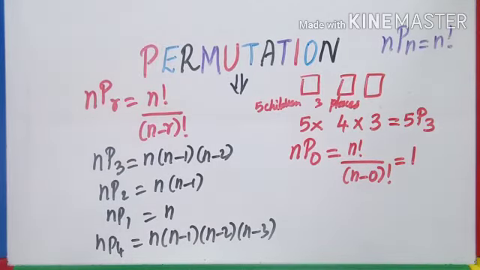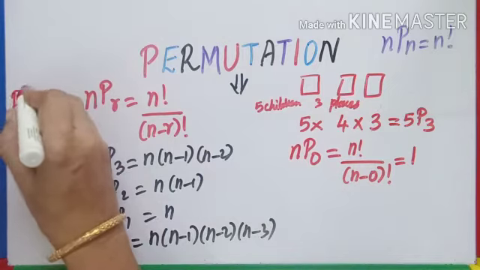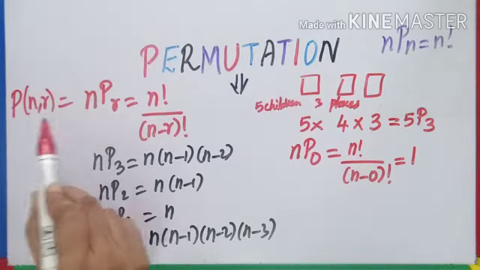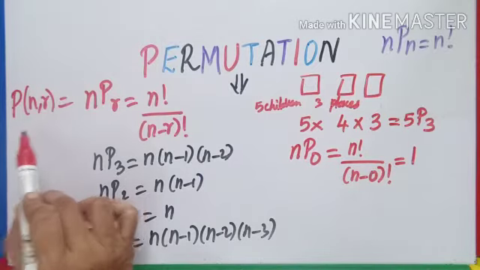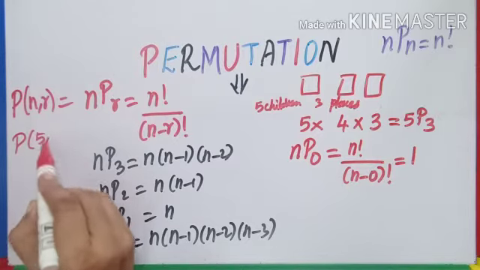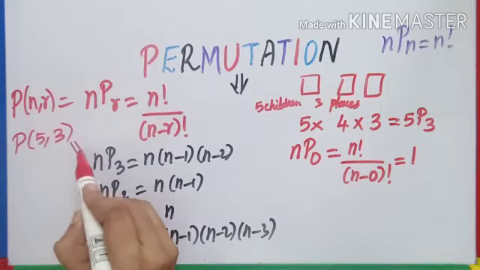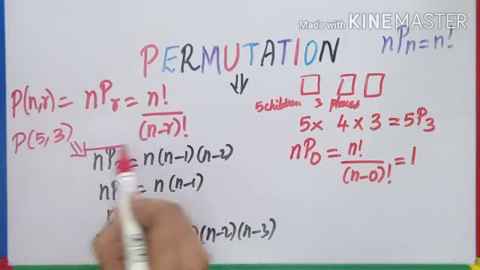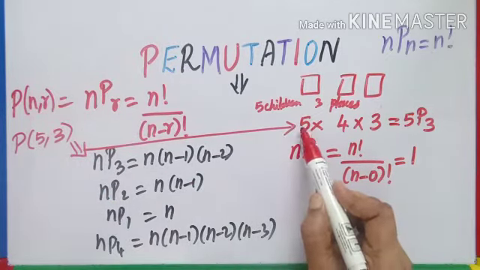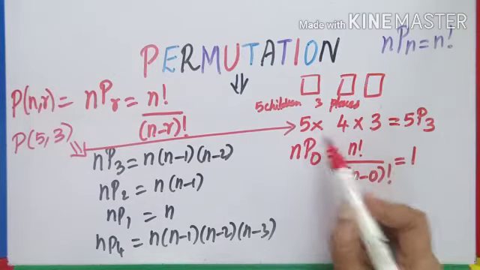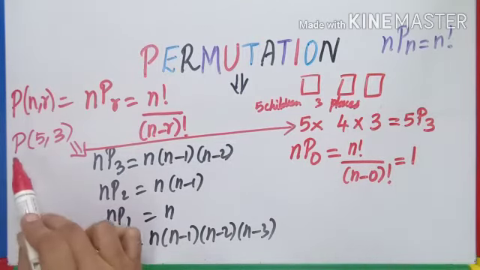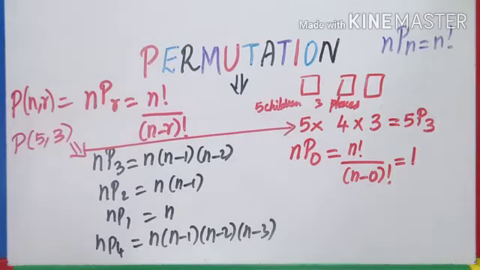NPR can also be written as P of N comma R. Another notation for NPR. In one word questions, if you get like this, you must know. If I tell you P of 5 comma 3, this is the meaning. 5P3. P of 5 comma 3 tells me 5 into 4 into 3. Find out the answer. So either we can say 5P3 or P of 5 comma 3.